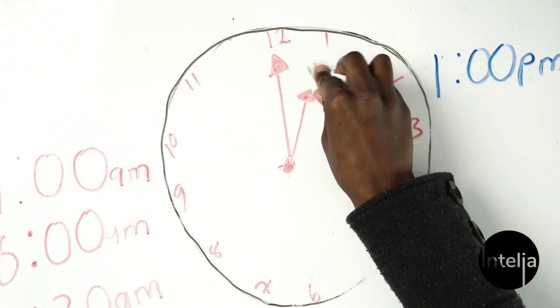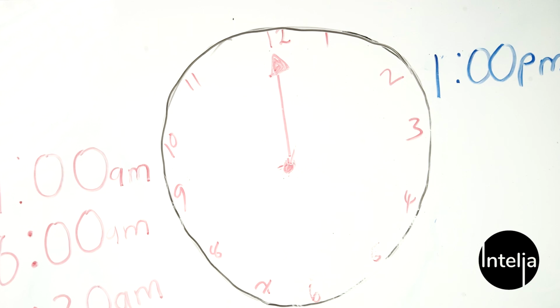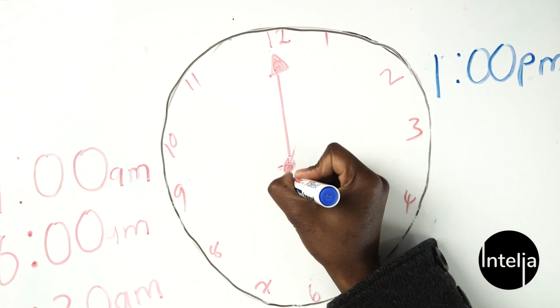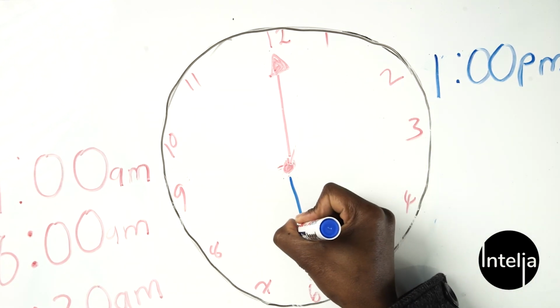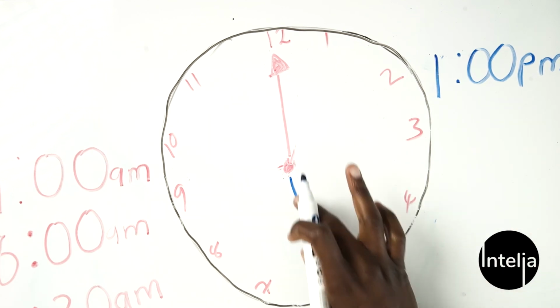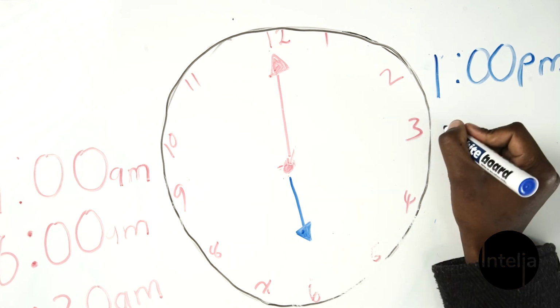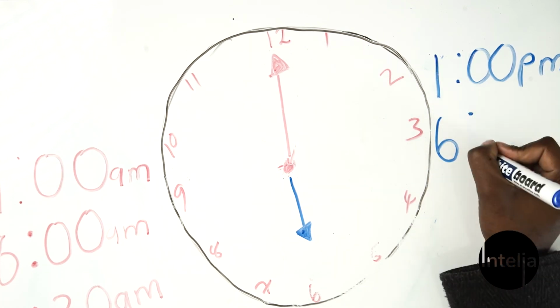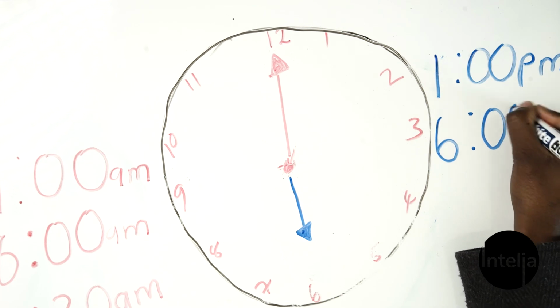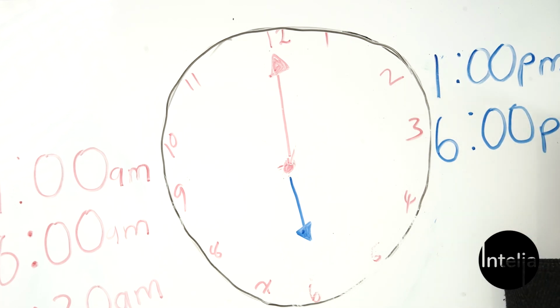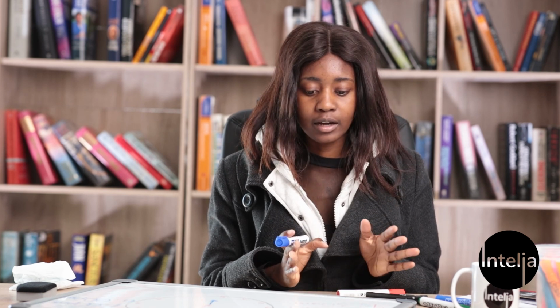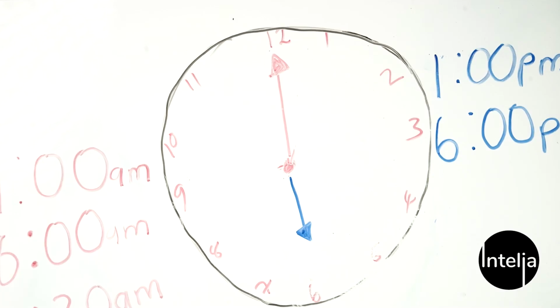Let's say it's pointing at 6. So it's 6 o'clock in the afternoon. So you write your 6:00 PM. Like this. See? Perfect. So this is how you write your time in AM and then in PM.